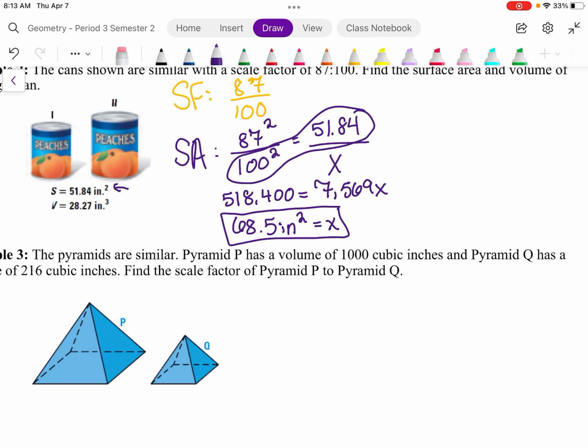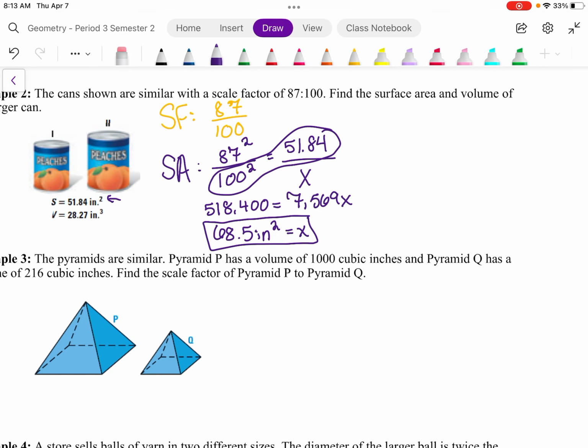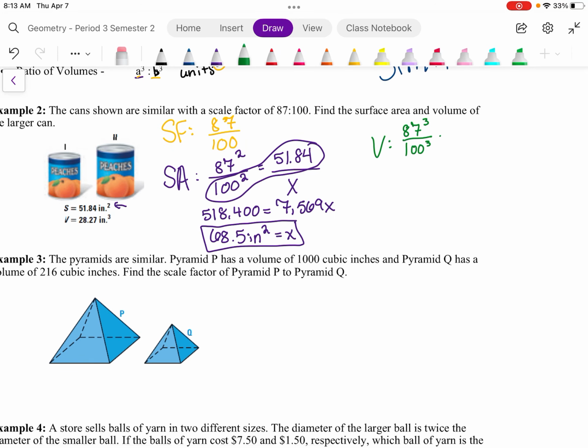Now we are going to do the same thing for volume. So for volume, we take the scale factor and we cube those numbers. Again, these are going to get pretty big, so I'm just going to leave them like that for now. So this ratio of the sides is going to be equal to the ratio of the volumes. So we're going to take the 28.27 and put that over, and this time I'm going to use a V because I've already used X. And then we can cross multiply to solve.